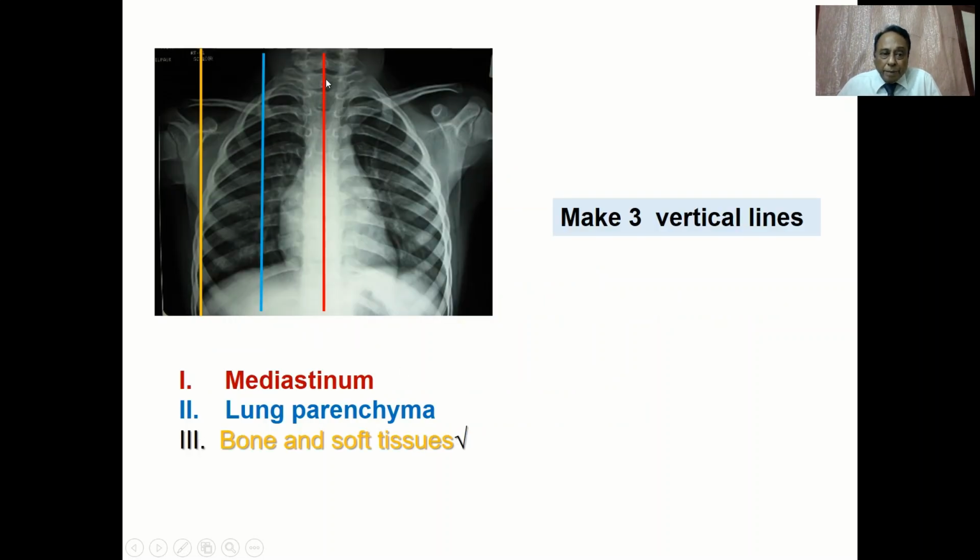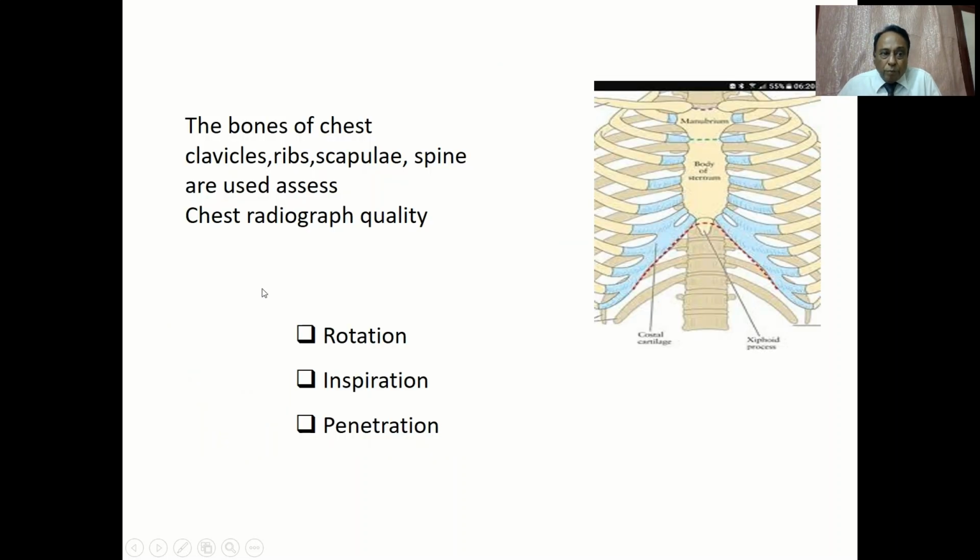So we finished the first vertical line passing through the mediastinum, and the second vertical line passing through the parenchyma. Now we will talk about the third vertical line that goes through the bone and soft tissues. Most of the time, technical qualities, like whether the film is taken correctly, whether it is a rotated film, whether it is a good inspiratory film, or whether the penetration is good, all these things we can find out by looking at the bones.